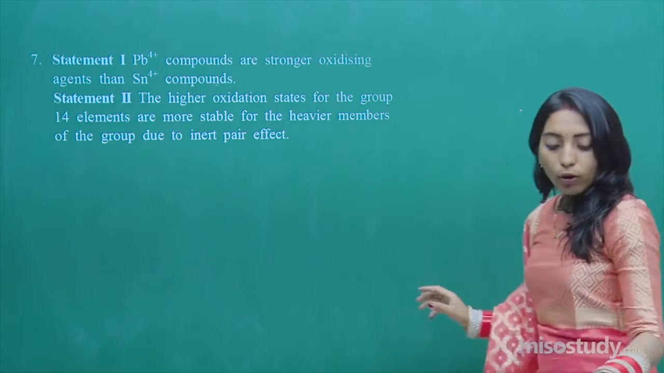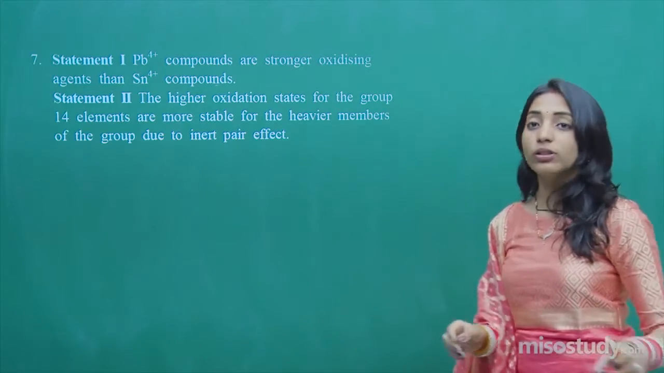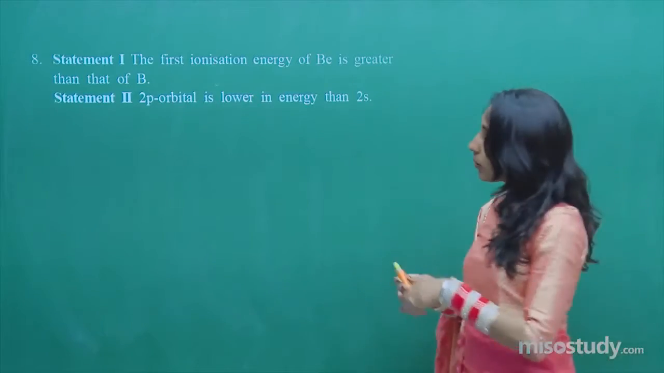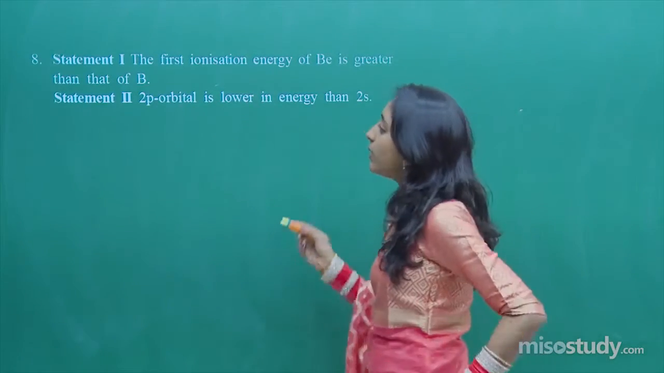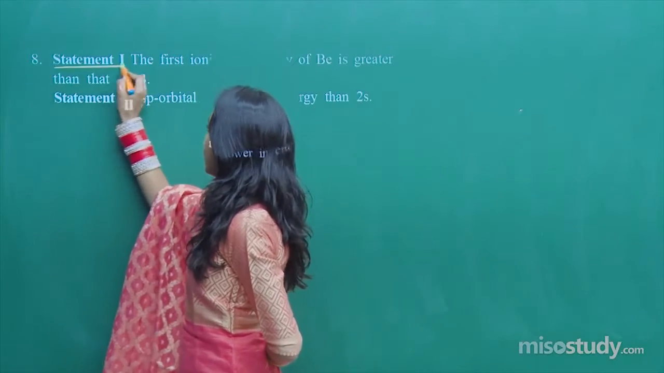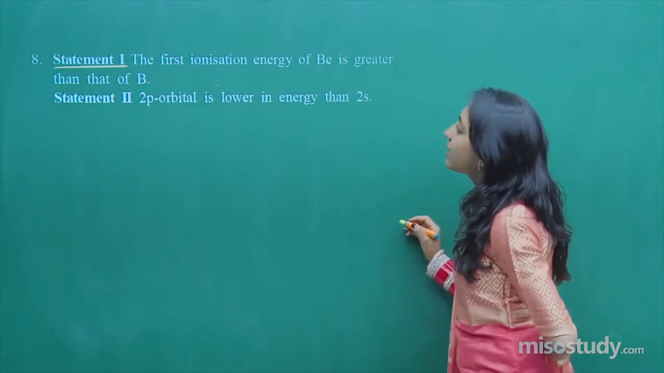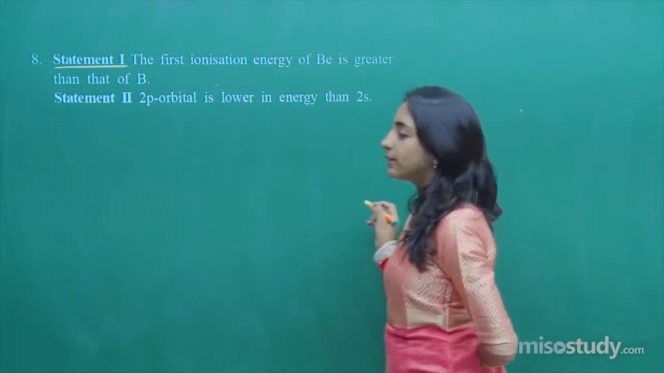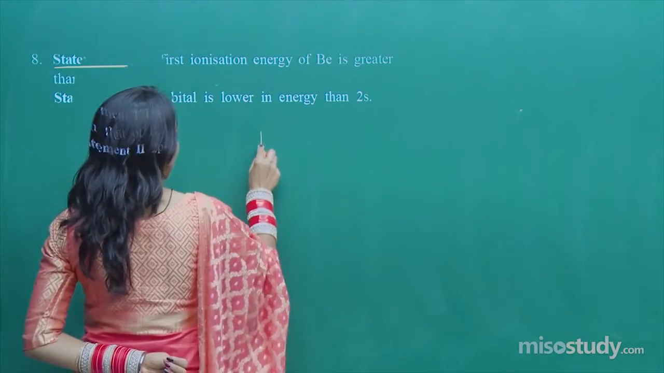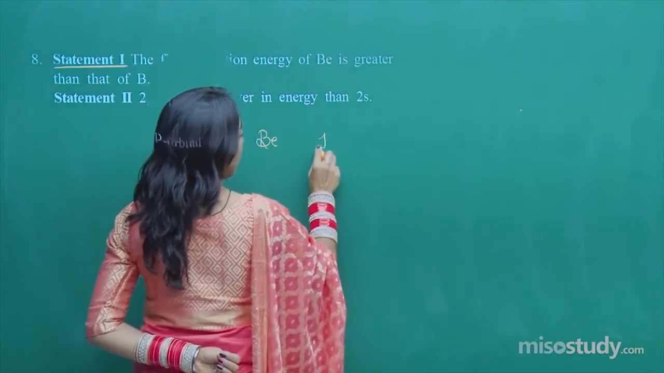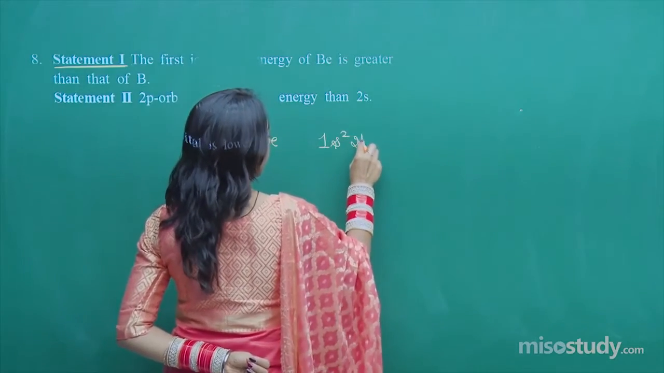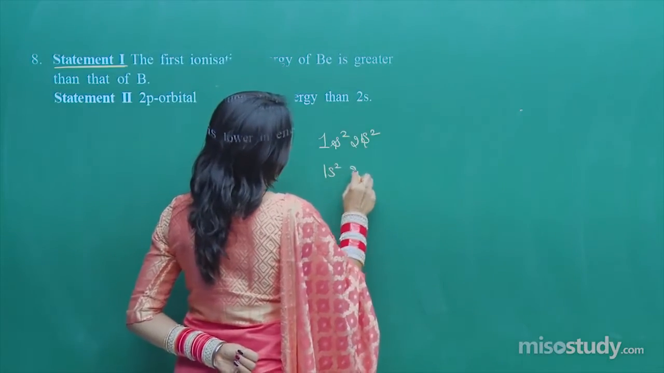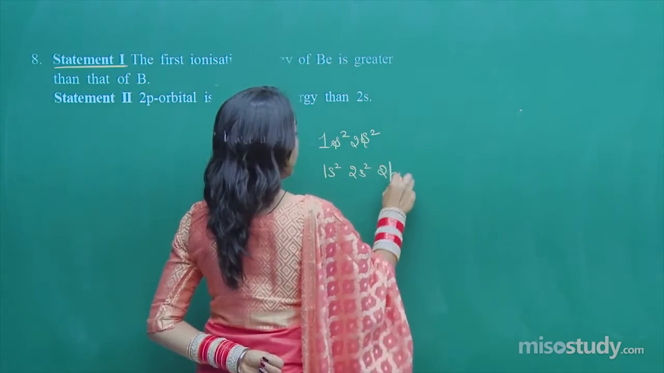Okay. So now moving on to our next question, which is question number 8. Once again, this question number 8 is a statement question. The first statement says that the first ionization energy of beryllium is greater than that of boron. Let's see. So we have beryllium 1s2, 2s2. Boron 1s2, 2s2, 2p1.